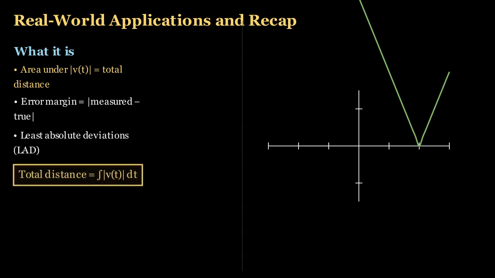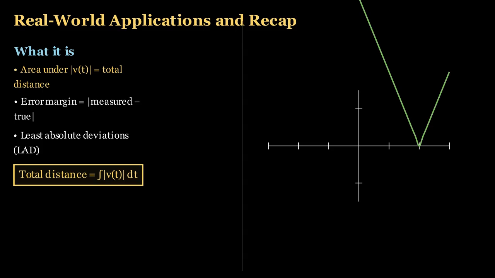Second, when a scientist measures something, the error margin is simply the absolute difference between the measured value and the true value. Third, when fitting a line to messy data, instead of squaring the errors, you can just take the absolute value of each error and add them up. This is called least absolute deviations, and it's a robust way to find a trend. All 3 are just the modulus function doing its job, measuring size, ignoring direction.